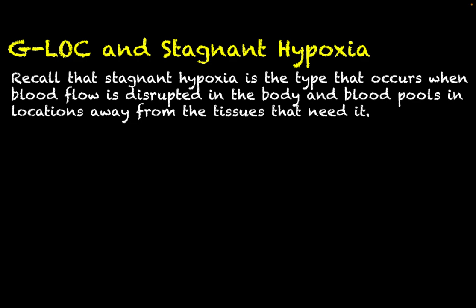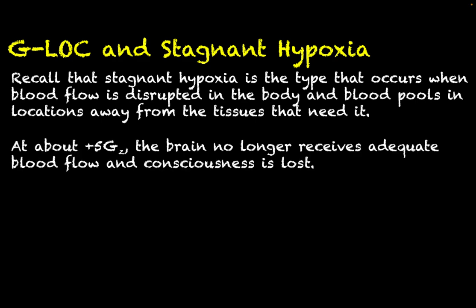So, with gravitational forces, stagnant hypoxia occurs because of disruptions or interruptions in blood flow, and blood will pool in locations away from the tissues that need it, like the feet is where it would pool, as we have seen. So at about pulling 5 Gs, the brain is no longer going to receive anywhere close to adequate blood flow, and consciousness is going to be lost. So you cannot pull any more than 5 Gs without training or without G-suits, without losing consciousness.